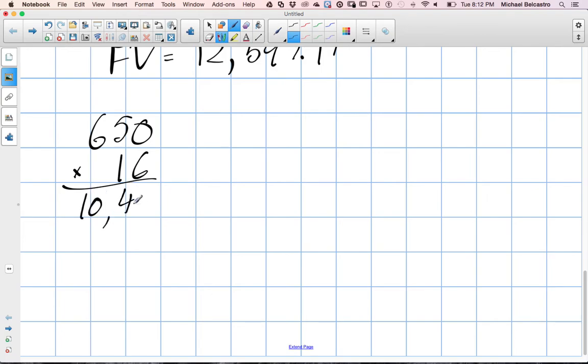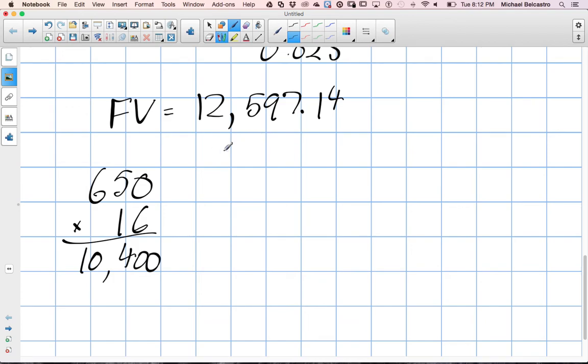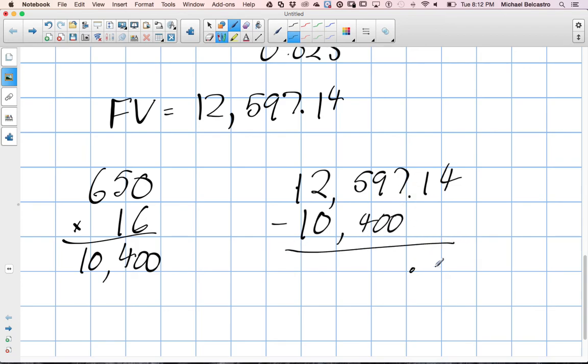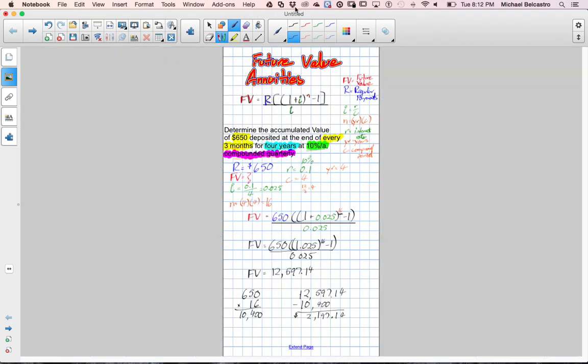And we paid $10,400. Because this earns interest, we can figure out how much money we've actually earned. So we take the value, 12,597.14, and subtract the true amount of money we put in, and that gives us $2,197.14. So we've earned $2,197.14 in 4 years through this annuity.